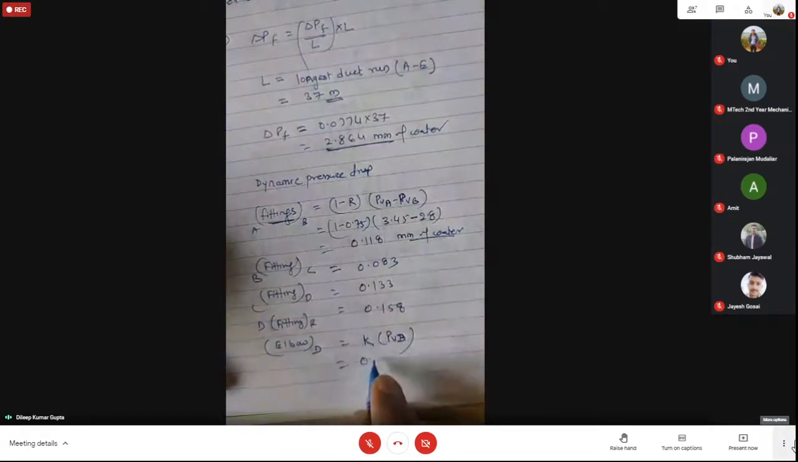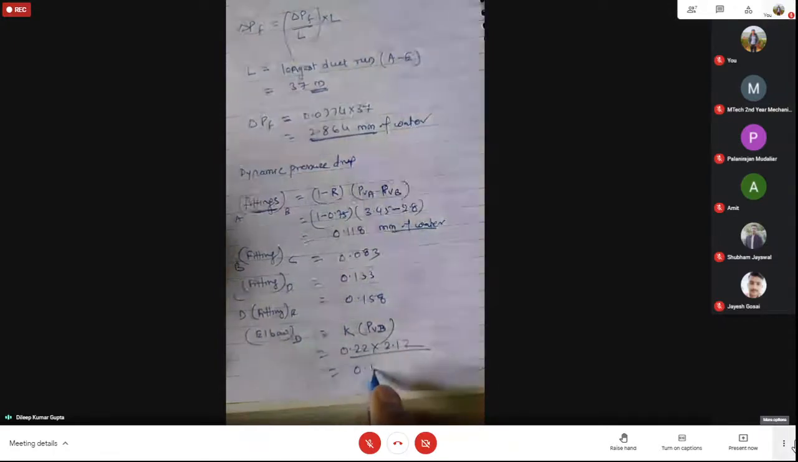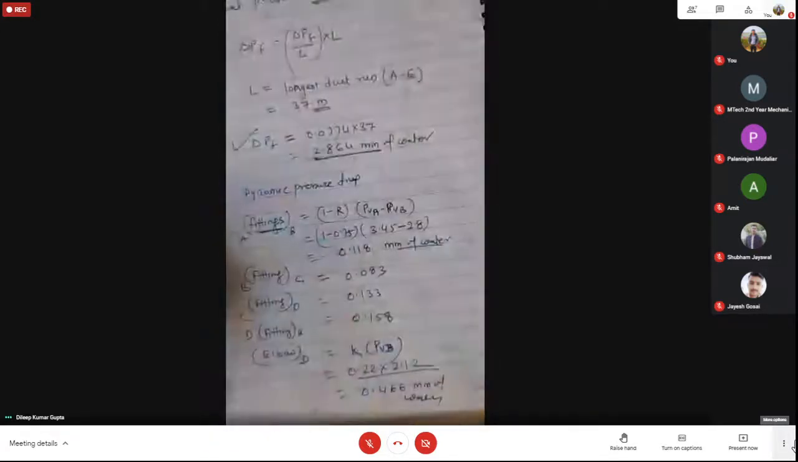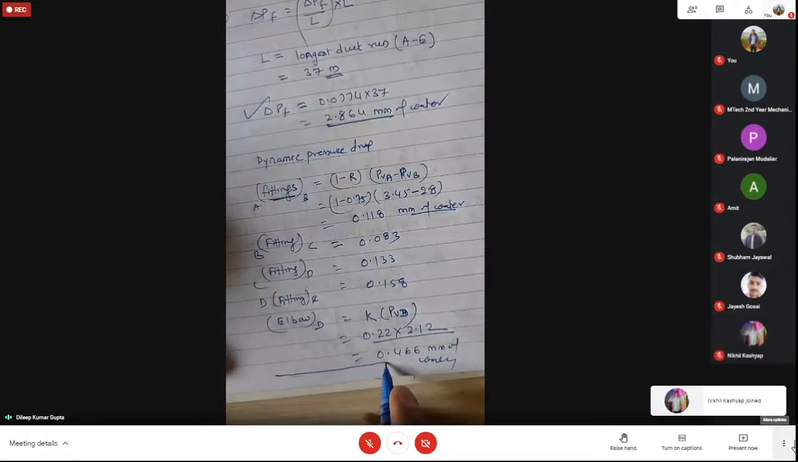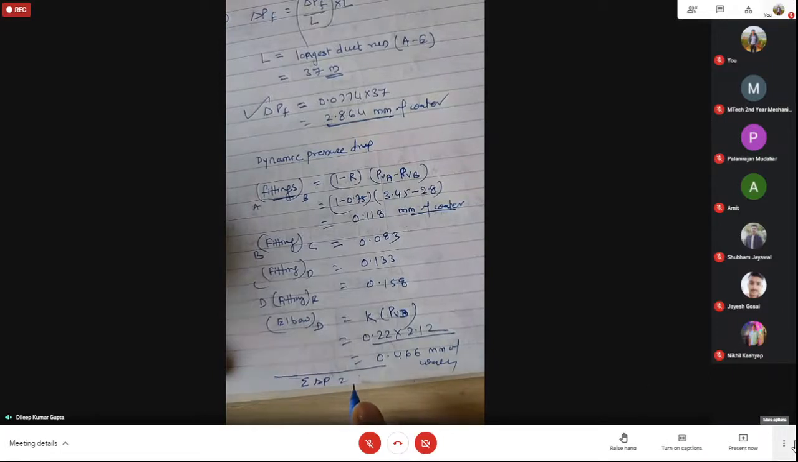And this will be coming as 0.22 dynamic loss coefficient multiplied by 2.12. Elbow loss you might have studied in fluid dynamics and fluid mechanics also. So this is coming 0.466 of water, right? So these are the sets of dynamic losses over here. Now, one loss is this, another is the summation of all this, summation of delta P here, and this is coming 0.958. So this is one, the dynamic losses.